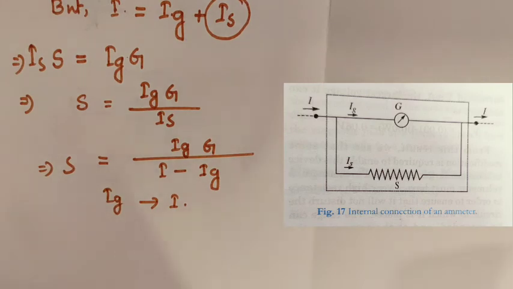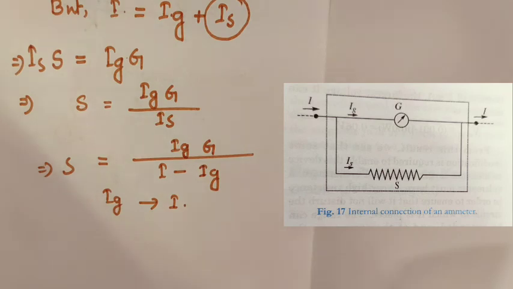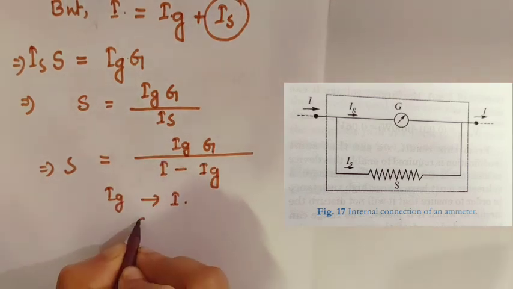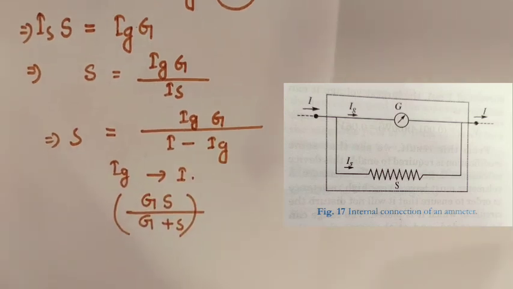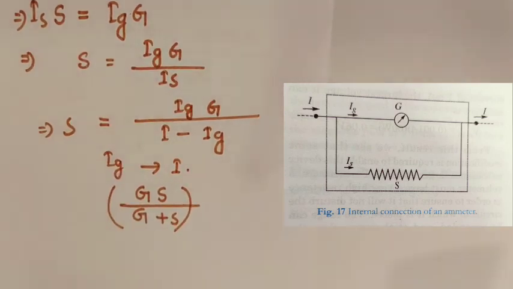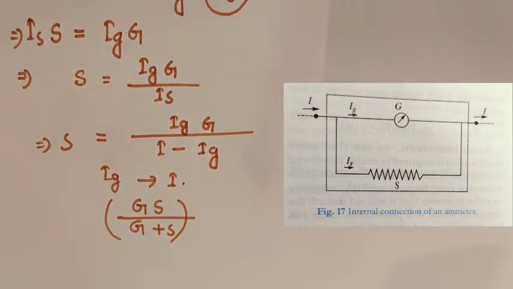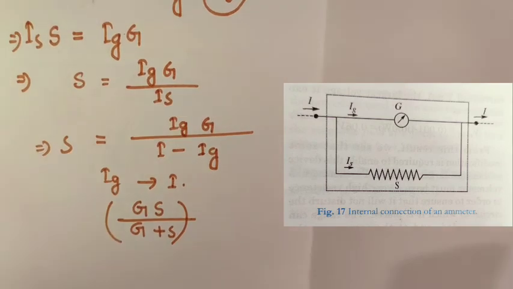The ammeter just described above is able to measure a large current up to I, and it has a low resistance. And what is the value for resistance? It is GS by G plus S. Because from the figure you can see G and S are connected in parallel, and we know the equivalent resistance for a parallel connection.